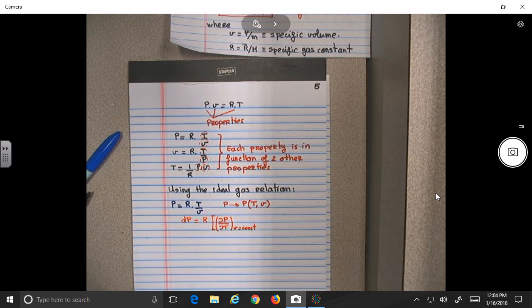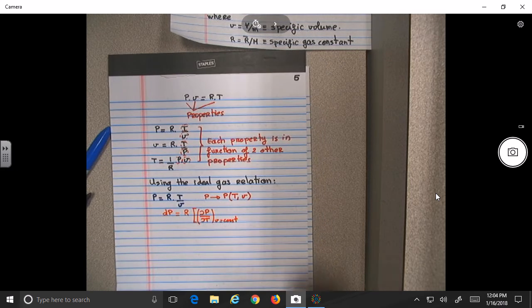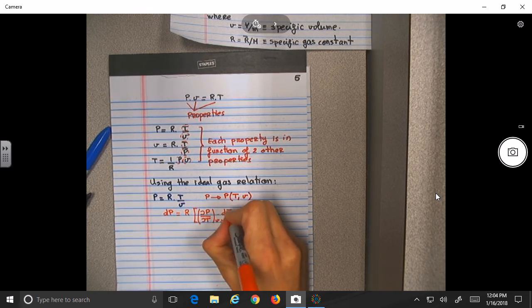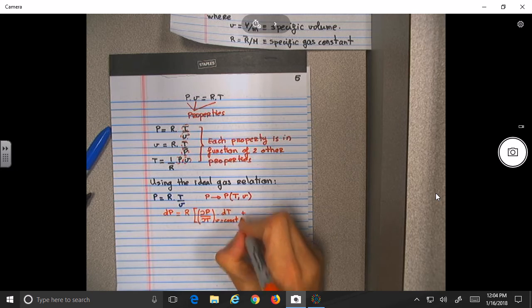We need to keep V constant. That's what a partial derivative is, no? Okay, after we do that, now what can we do? And this will be now dT. Yeah. Now, what can we do?